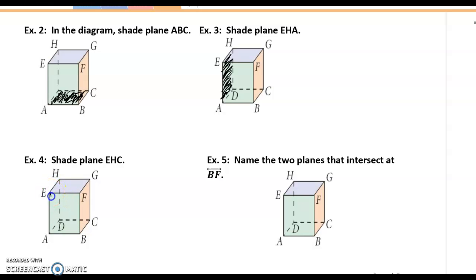So what I need to do is connect E to B and E to H. So you're seeing this rectangle on a slant inside the box, inside this prism. It's like a slide, kind of like this little piece of a rectangle on an angle, on a diagonal, inside the box. That's the plane EHC.